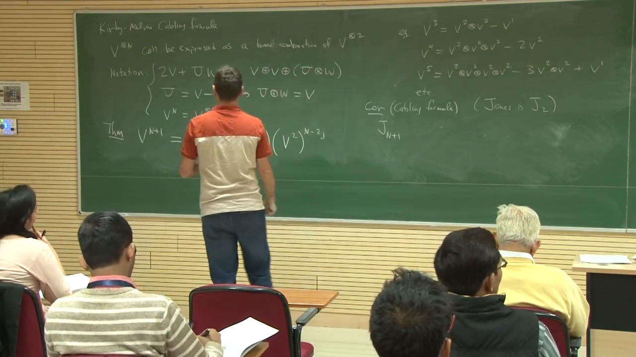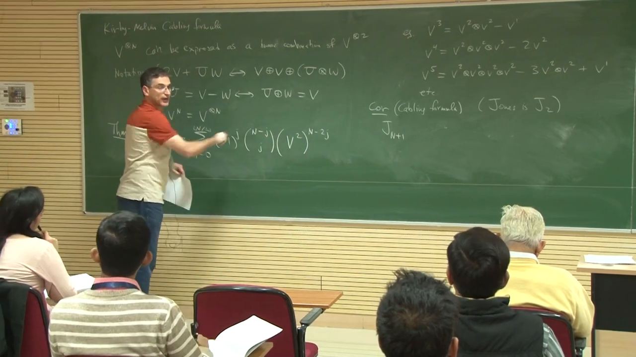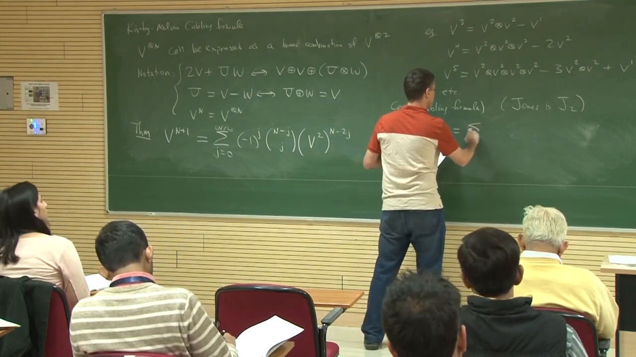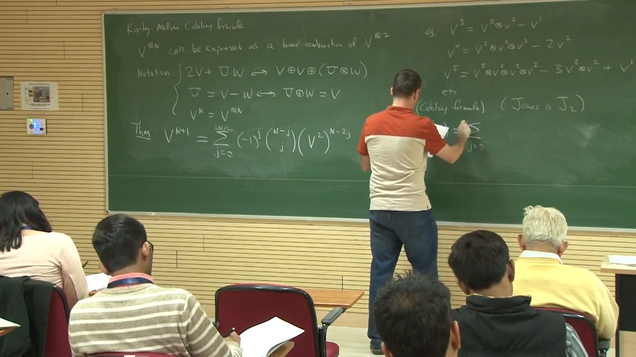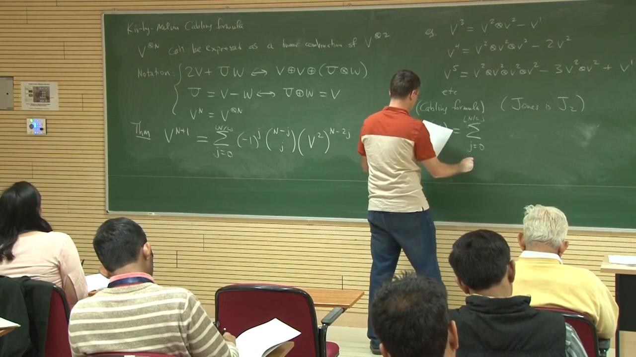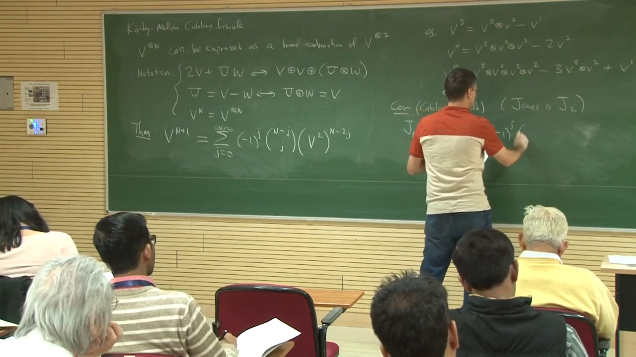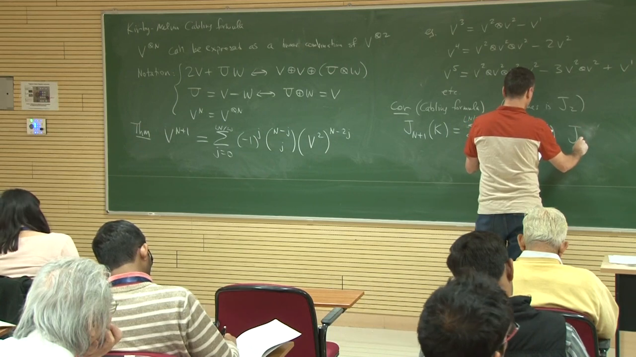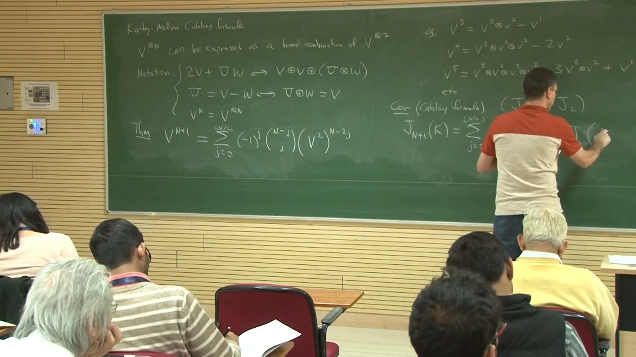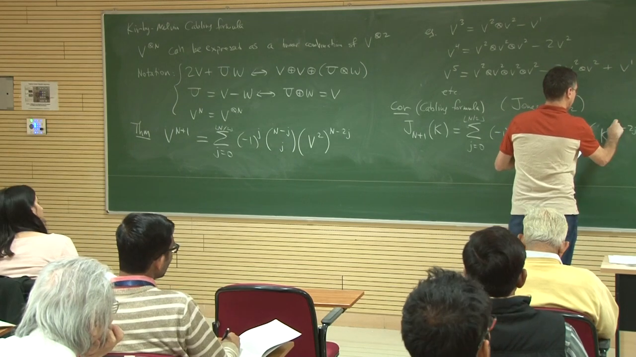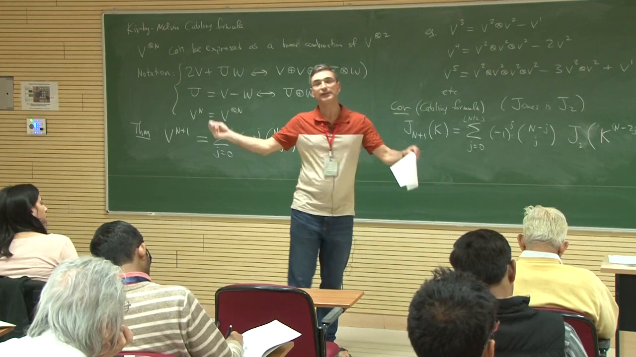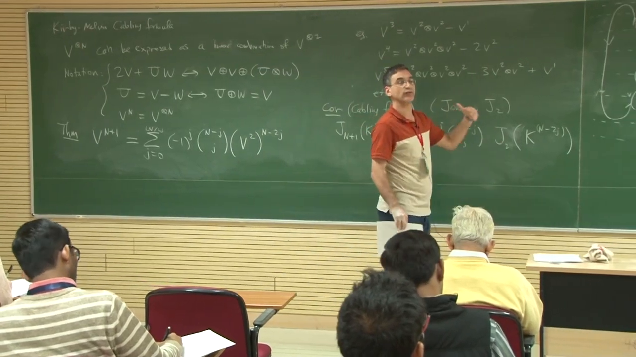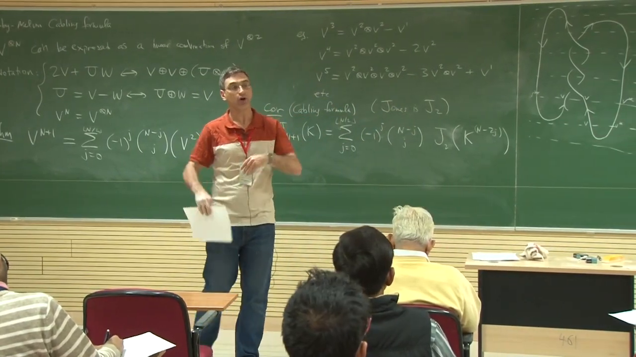I've tried to be careful. So n plus 1 gives me the nth color Jones polynomial. So J n plus 1 of K is going to be the sum of j equals 0 to n over 2 of minus 1 to the j, n minus j choose j, times the Jones polynomial, J2, of the cable n minus 2j. So easy. How easy is that? The nth color Jones polynomial is a linear combination of values of the Jones polynomial of cablings, all the different cablings.